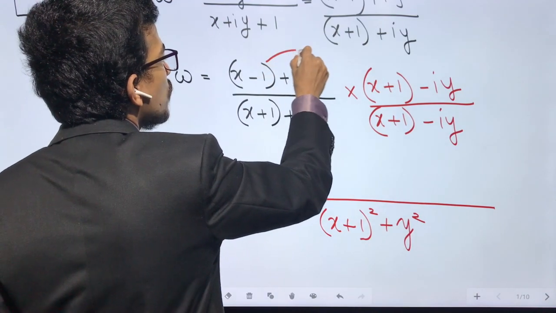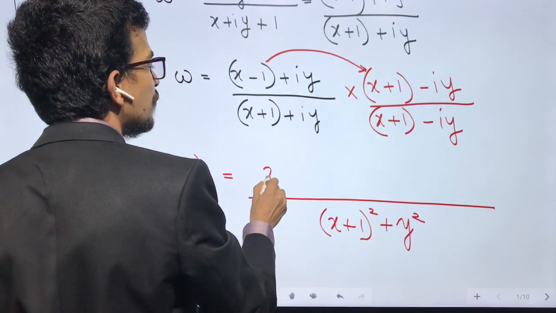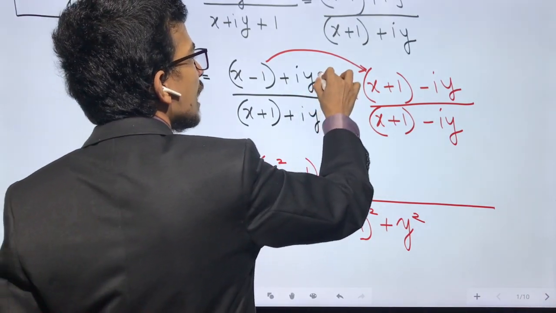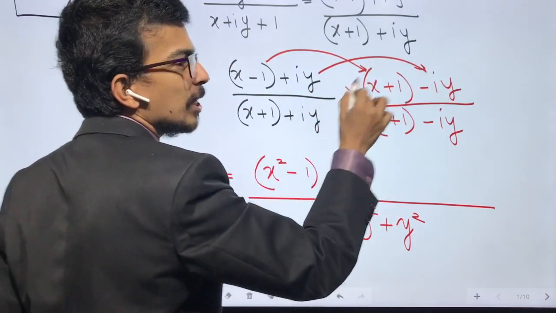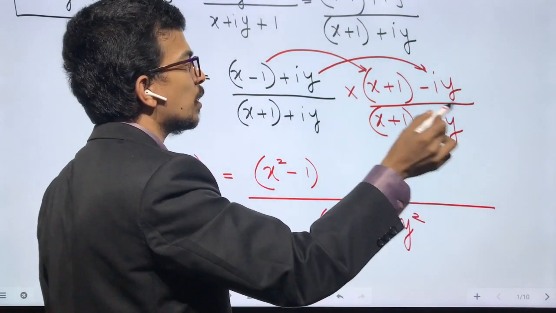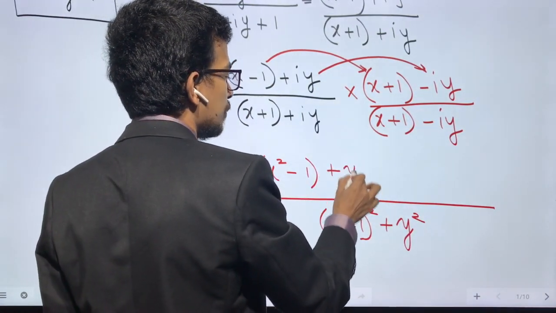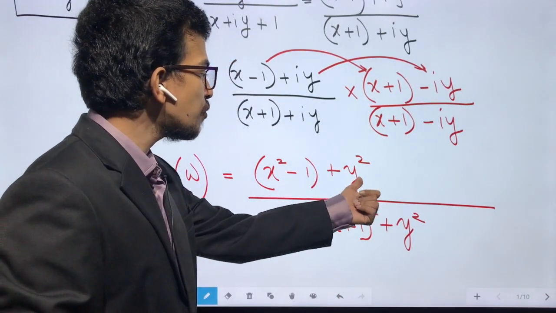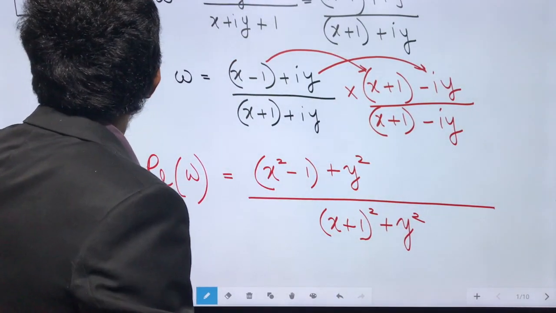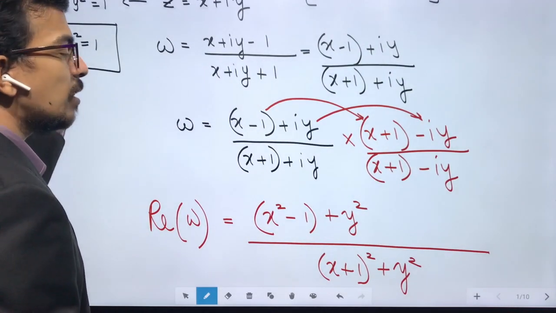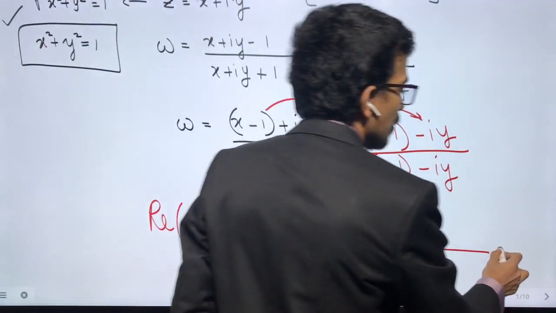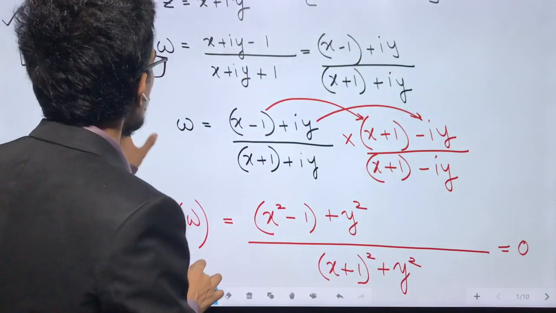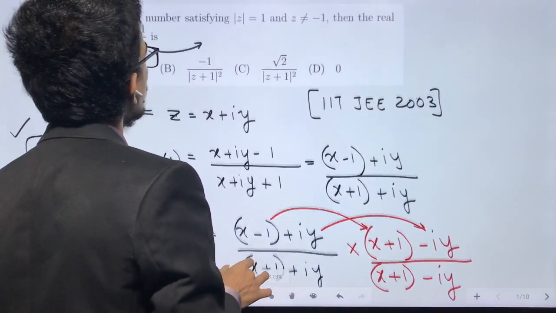So how will you get the real part? You multiply x minus 1 into x plus 1, what do you have? You have x squared minus 1. You multiply iy with minus iy, i into i is minus 1, i into minus i is plus 1, so that becomes y squared. And now look at this, we have x squared plus y squared minus 1, and our x squared plus y squared is equal to 1, so this is nothing but 0. Don't worry about the denominator, the numerator becomes 0, so our answer is 0.